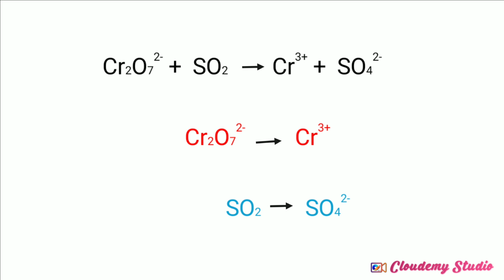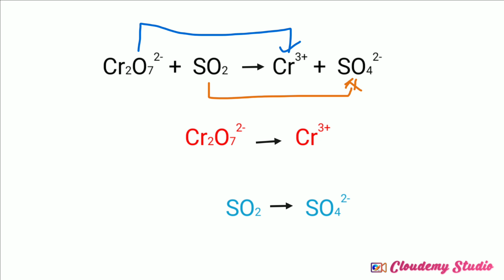First of all, what are the changes taking place that we can identify in this equation? Two changes are taking place. The first one is dichromate becomes chromium ion. Another change is sulfur dioxide becomes sulfate ion. That's another change.